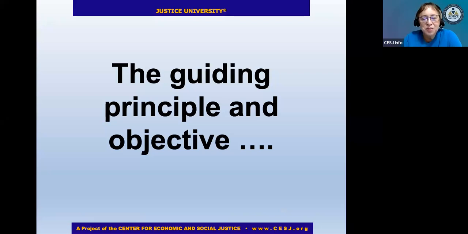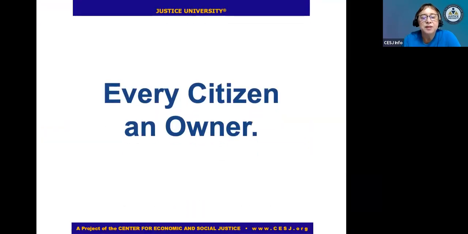So what this all comes down to, whether we're talking about the ESOP in terms of what we would call a justice-based management ESOP, or we're talking about the capital ownership account, or we're talking about Citizens Land Development Cooperative, or customer stock ownership plan, there is a guiding principle and objective, and that is to turn every citizen into an owner. Thank you very much.